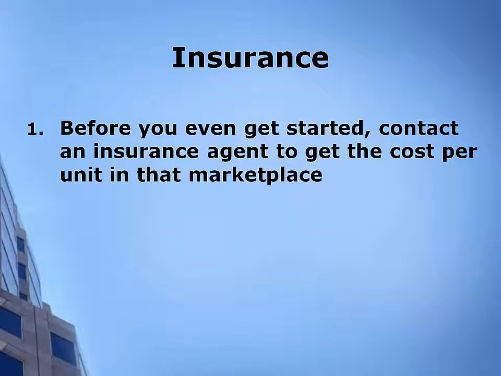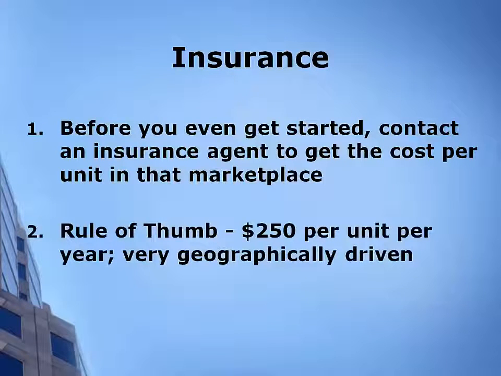All right, before you get started, like you did with a tax assessor, contact an insurance agent to get the cost per unit in that marketplace. You want to know going in, what is a typical cost per unit that I'm going to have to spend when I'm looking at insurance. Now, the rule of thumb is typically $250 per unit per year, but it is very, very geographically driven. Here's what I mean. Oklahoma City, I've seen rates at $180 per unit per year. Two streets back from the ocean in Fort Lauderdale, Florida, I've seen $600 per unit per year. So it is very, very geographically driven.